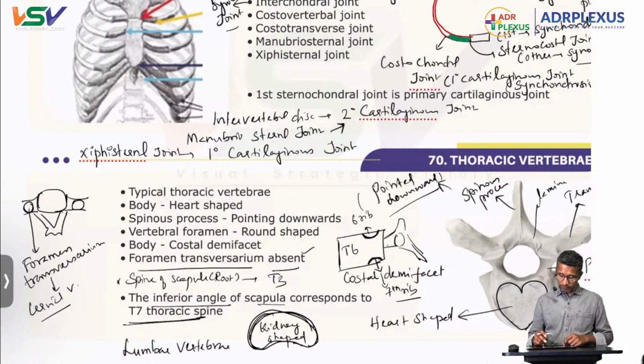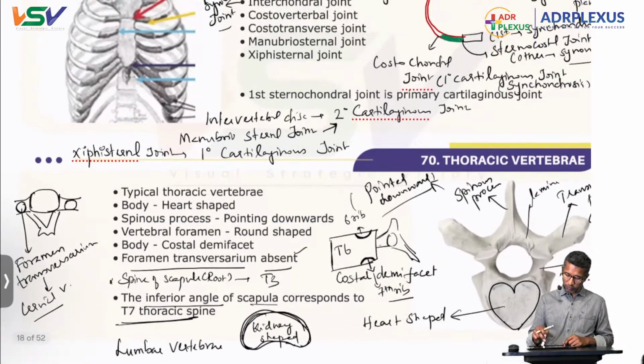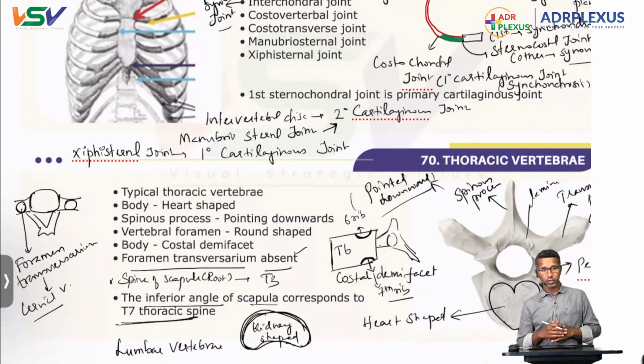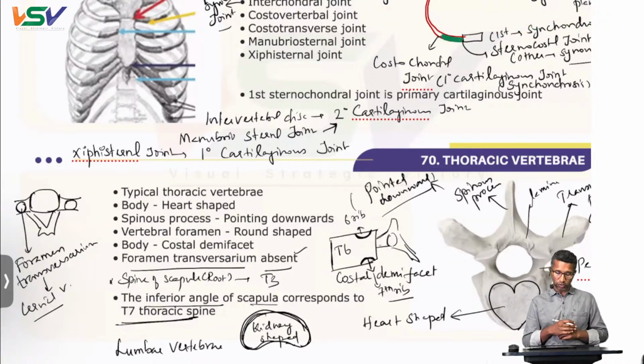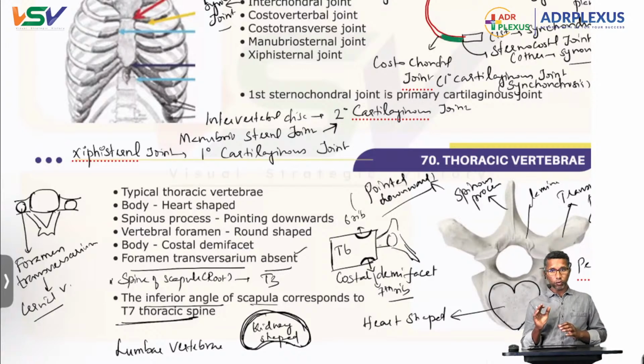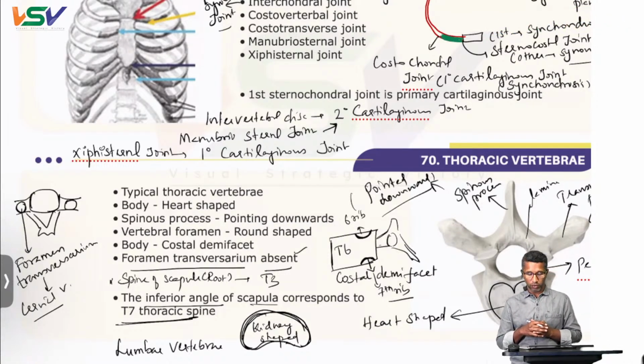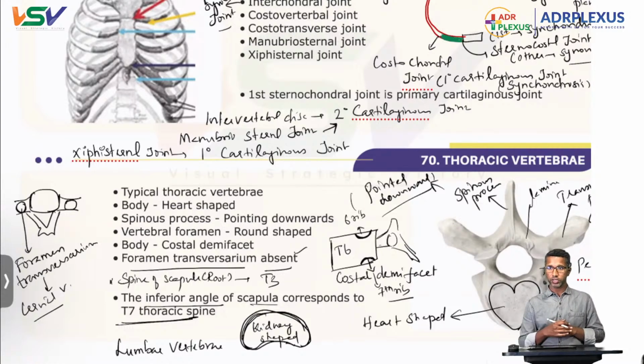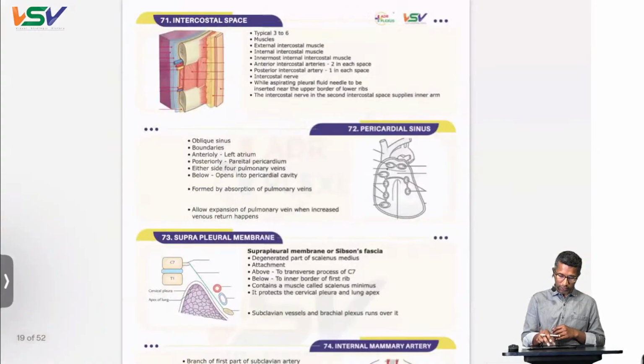In a similar way, there are various landmarks. So you can go through it and make a list of it also. I hope I am sounding clear. I hope you understood how the rib articulates and what the costal demifacets are meant for. So with this, we'll move to the next VSV.